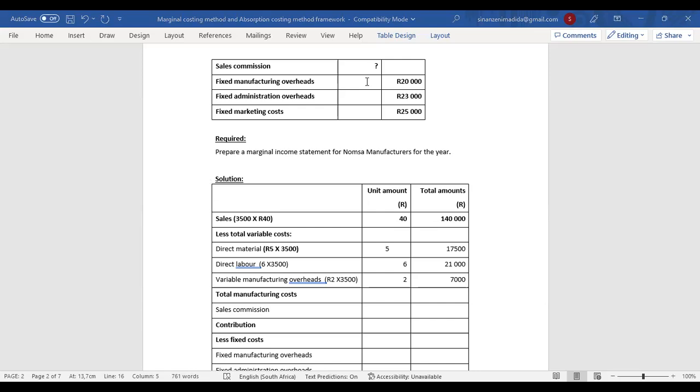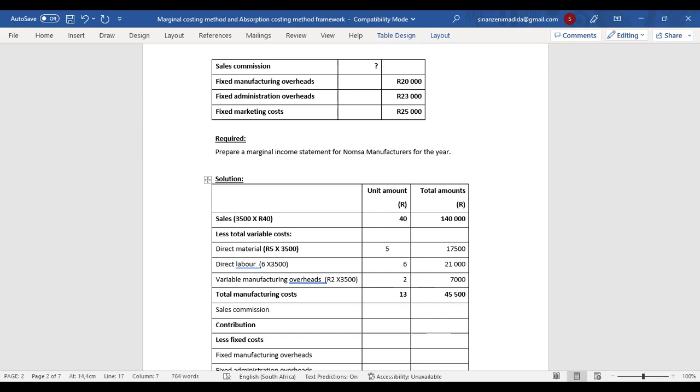Total manufacturing cost per unit is direct material, direct labor, and variable overhead. Thank you so much. So we are now adding our 5 plus our 6 plus our 2. Are we getting a 13? Per unit is going to be 13. Then our total is going to be 45,500.